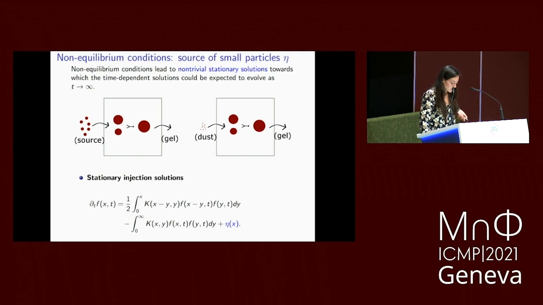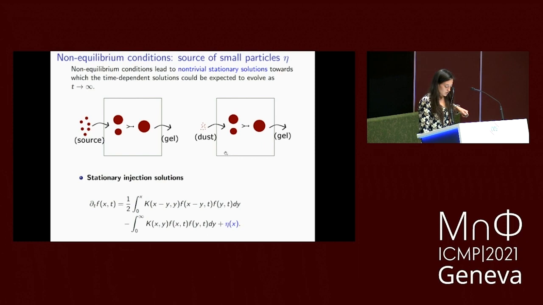So then we may ask, these non-equilibrium conditions lead to non-trivial stationary solutions that we may expect to describe the long-time asymptotics of the system. So we would like to focus our study on these stationary solutions. And we will consider two different classes of solutions. The first we call stationary injection solution, and this is a stationary solution of the coagulation equation with a source of small particles. And the second type of solution is what we call constant flux solution. That is a stationary solution of the pure coagulation equation with a flux boundary condition at zero.